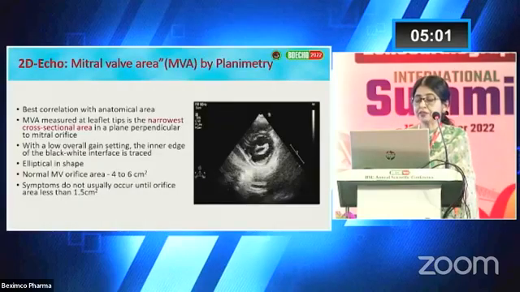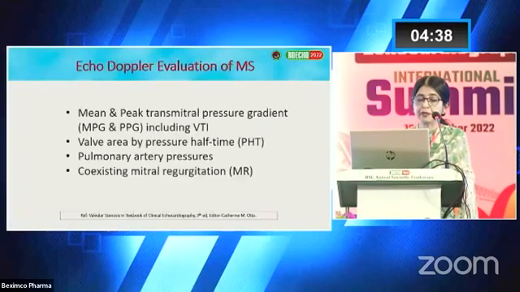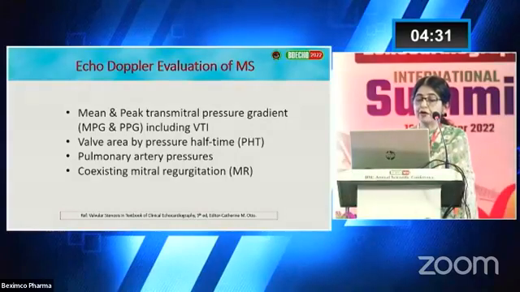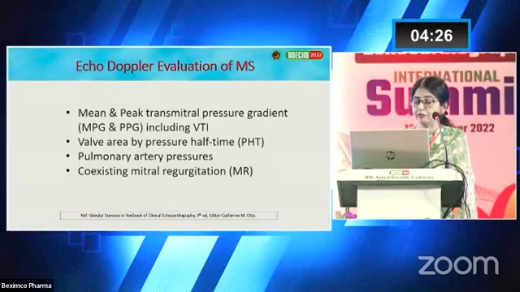Mitral valve measurement on 2D echo by planimetry has the best correlation with the anatomical area, and mitral valve area should be measured at the tip of the leaflet in a plane perpendicular to the valve leaflet. It is elliptical in shape. Normal mitral valve orifice area is 4 to 6 centimeters square. Symptoms do not usually occur until orifice area is less than 1.5 centimeters square. Echo Doppler evaluation includes mean and peak transmitral pressure gradient measurement, including VTI, valve area by pressure half time, pulmonary artery pressure, and coexisting mitral regurgitation should be evaluated.